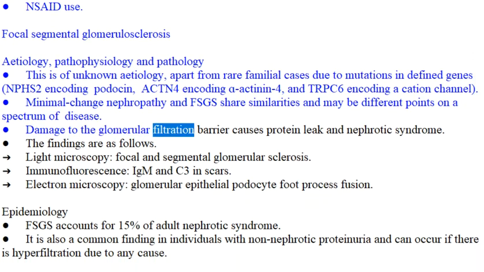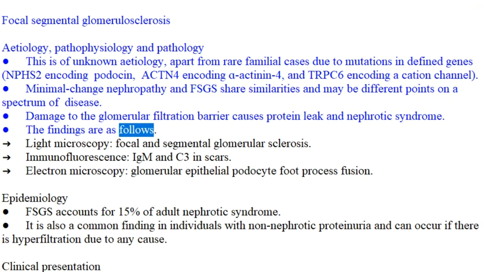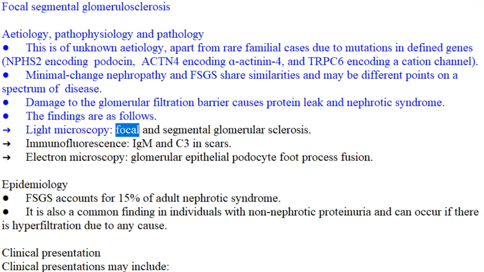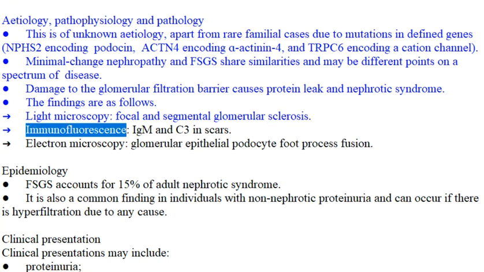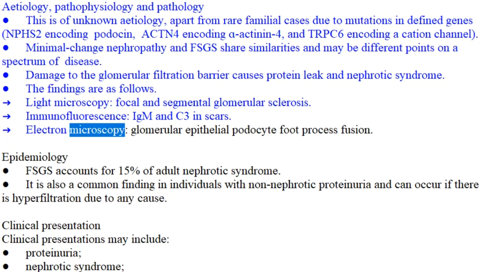Damage to the glomerular filtration barrier causes protein leak and nephrotic syndrome. The findings are as follows. Light microscopy, focal and segmental glomerular sclerosis. Immunofluorescence, IgM and C3 in scars. Electron microscopy, glomerular epithelial podocyte foot process fusion.